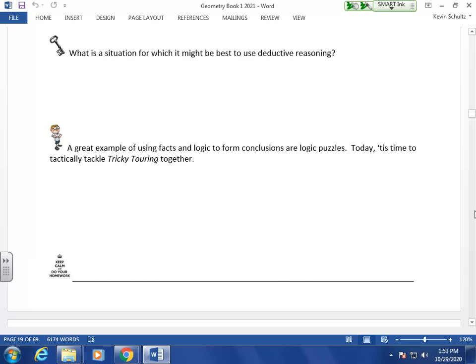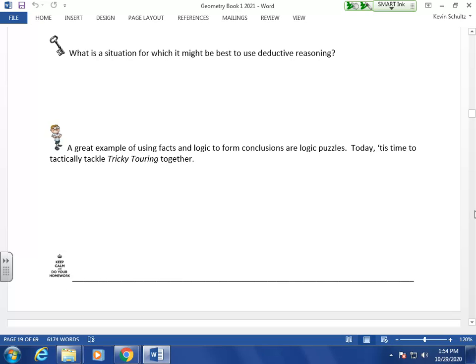You're trying to save things. Yes, buying a house, a big decision. So usually, the inductive reasoning would be daily decisions, quick ones. But the bigger decisions, the life decisions, you want to use deductive reasoning.